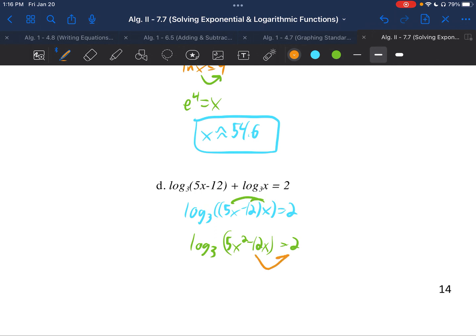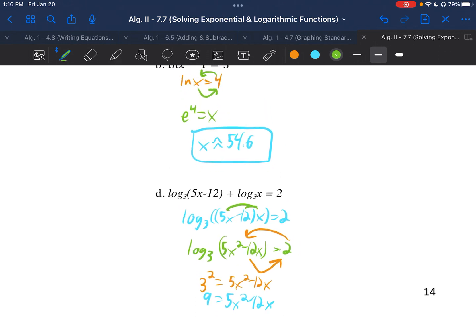So now we'll do a spiral with all of that. So 3 to the power of 2 is equal to 5x squared minus 12x. That tells us that 9 is equal to 5x squared minus 12x. This time we want to subtract the 9 and start factoring again. So I'm going to make it equal to 0 on the right. So I'm going to do 5x squared minus 12x minus 9 equals 0.